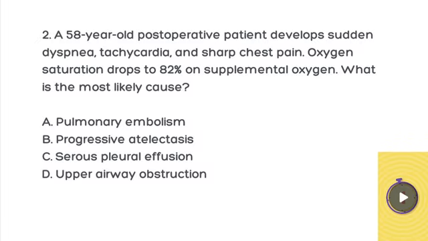Okay, when you're ready, let me reveal to you the correct answer. The correct answer is letter A, pulmonary embolism. So sudden onset plus high risk post-operatively plus pleuritic pain equals classic signs of PE. Letter B is incorrect because atelectasis is gradual and less dramatic. C is also incorrect because effusion does not present abruptly. And D is also incorrect because airway obstruction presents with stridor, not pleuritic pain.